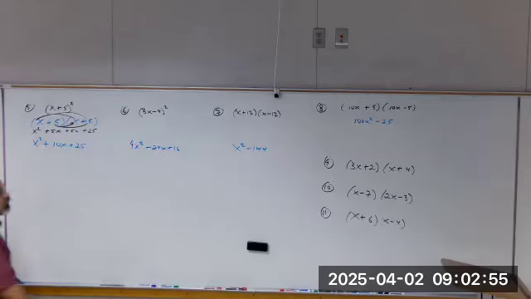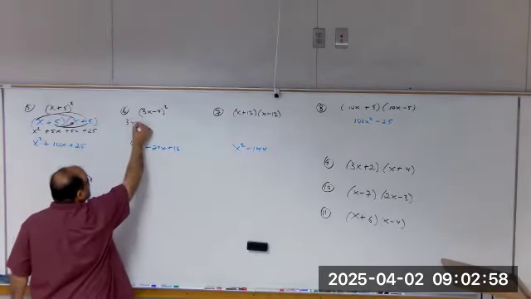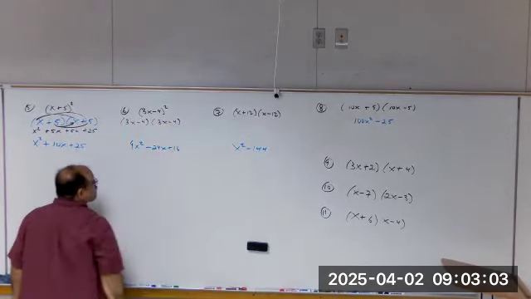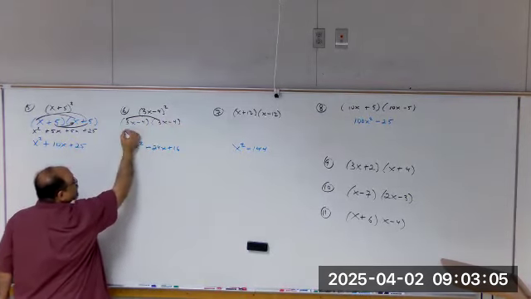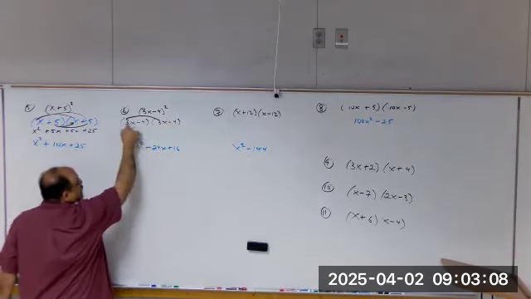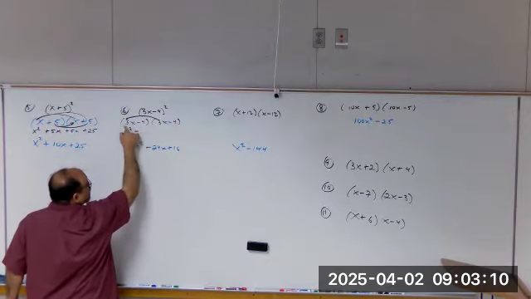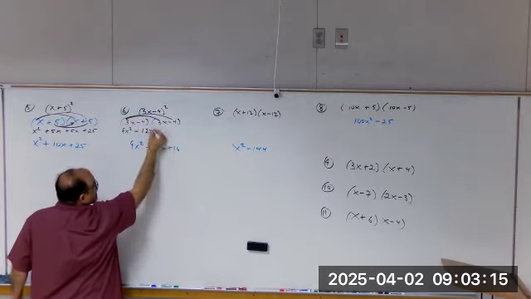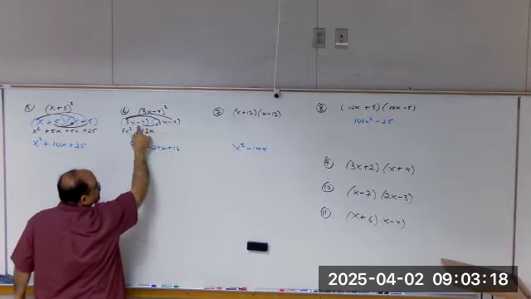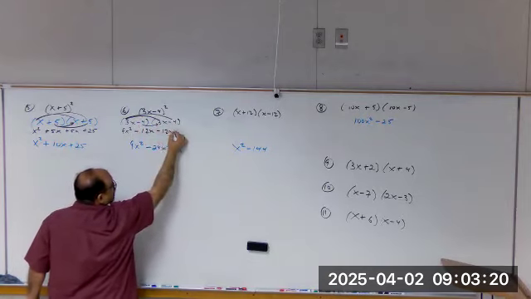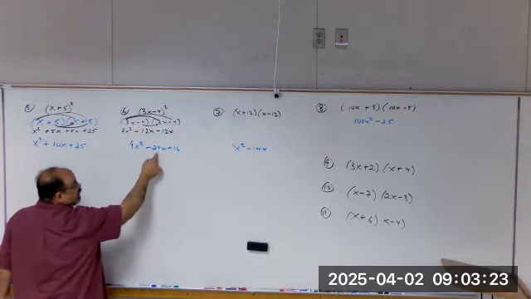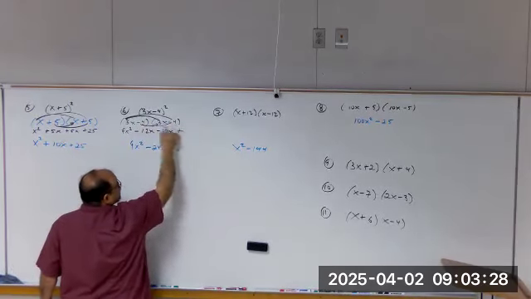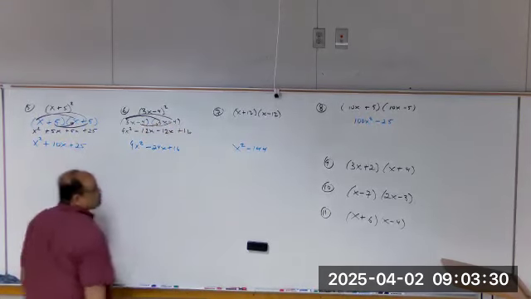Same thing with 3x minus 4. You can always expand it. 3x minus 4 times 3x minus 4. 3x times 3x, 9x to the second. Positive times a negative. Negative 3x times 4 is negative 12x. And then you have a negative times a positive, 4 times 3, another negative 12x. That's how you get the negative 24x in the middle. And then a negative times a negative, that's a positive, 4 times 4, 16.